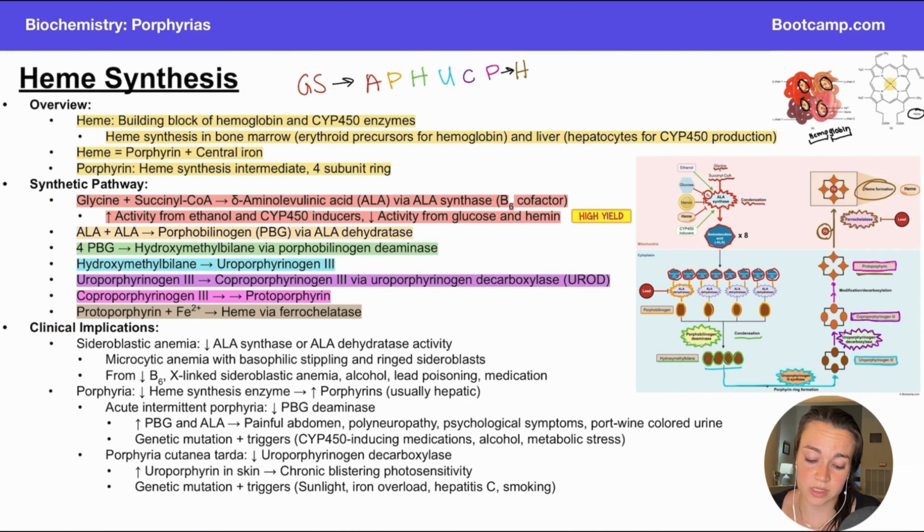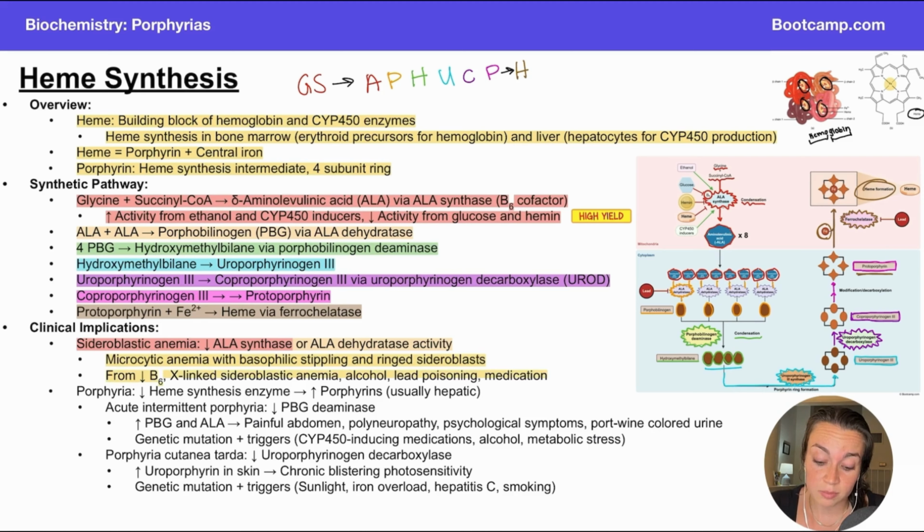The first implication of this pathway is with sideroblastic anemia, which can either be a decrease in ALA synthase or in ALA dehydratase activity. Either one of those enzymes affected will lead to sideroblastic anemia. This is characterized as a microcytic anemia with basophilic stippling and ringed sideroblasts. Those are your buzzwords for sideroblastic anemia. We'll talk about what those things mean in the next video, but this can be caused by several things.